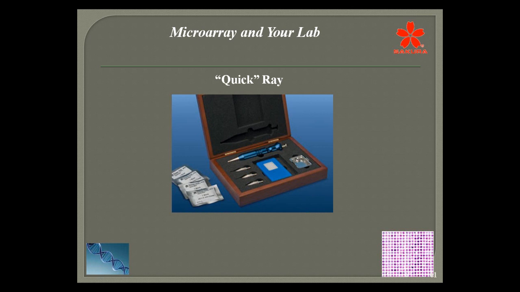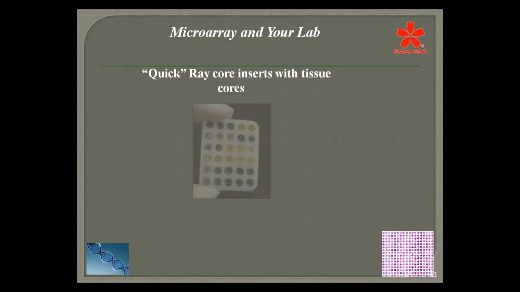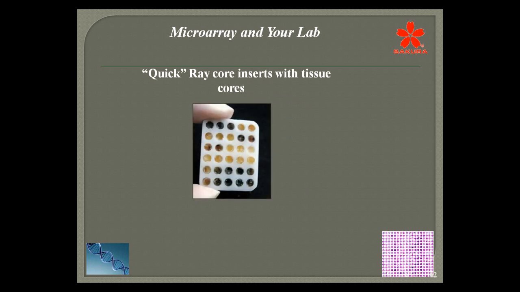And these little quick ray inserts come in several sizes. You can have some that will have 120 cores, some will have 20, some will have 60. It makes it nice depending on the particular array that you are going to construct. Not all arrays will need to have a lot of cores. You may find some to be very useful with like the 60 or the 20 or the 120. It just depends on what your purpose is going to be.